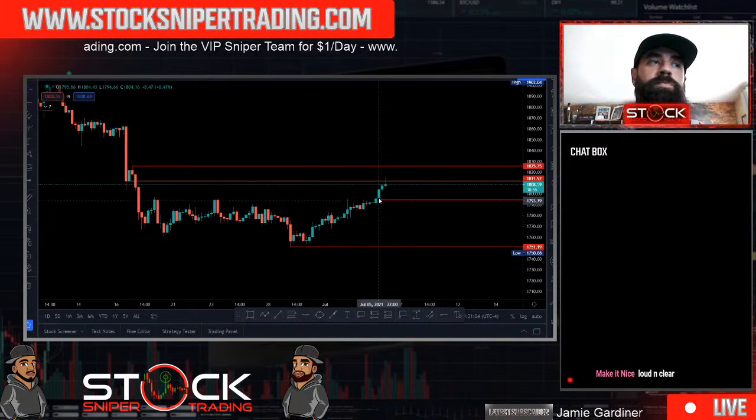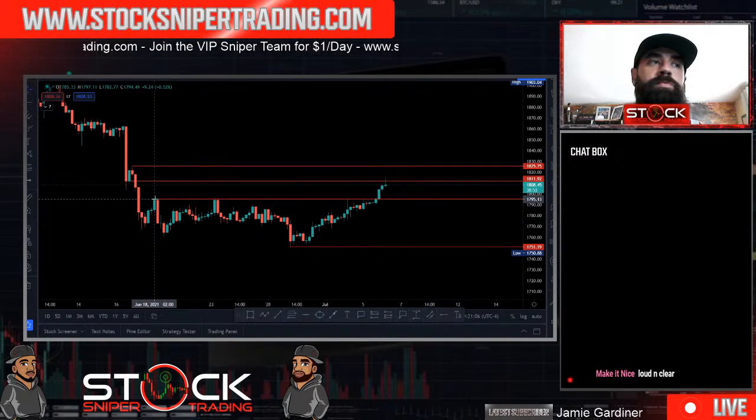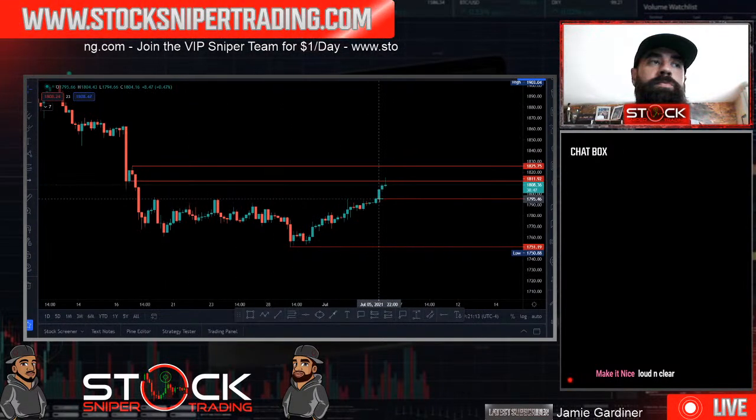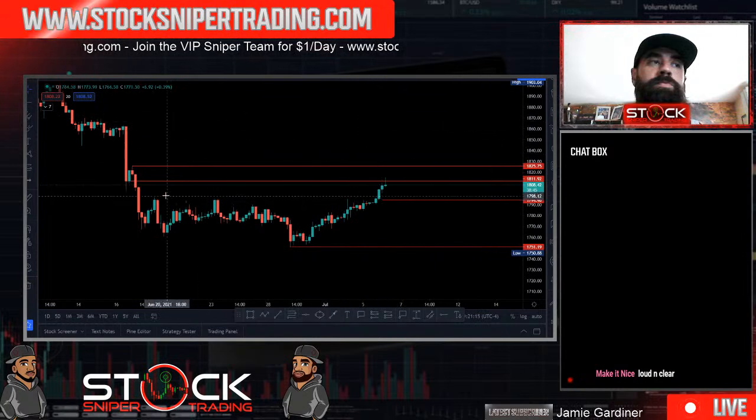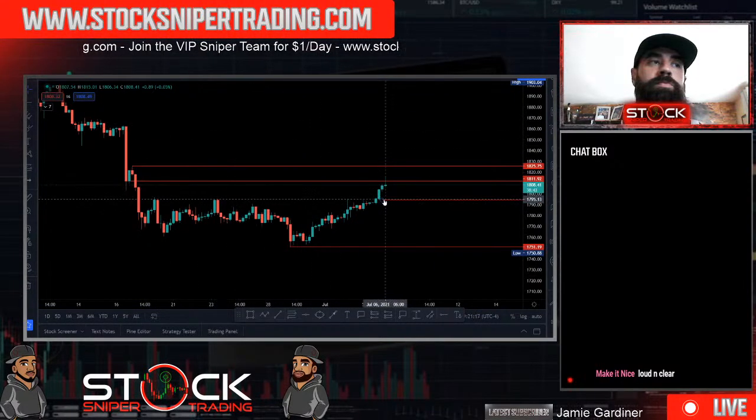The reason why I moved it up there is because if you notice right across, that was a clear rejection area at 1794.46. So I'm just going to put it right there. It's still on that area, it's just that the line is over here now.